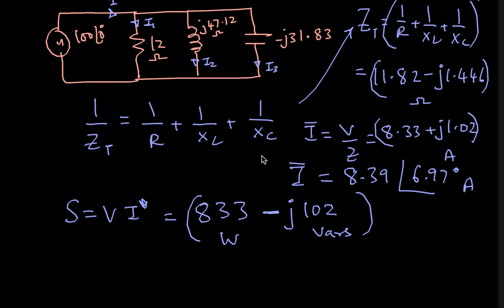So this minus indicates that total watts are going from the load side to the supply side. That's why the sign is negative. 102 watts is being supplied by the load to the source.